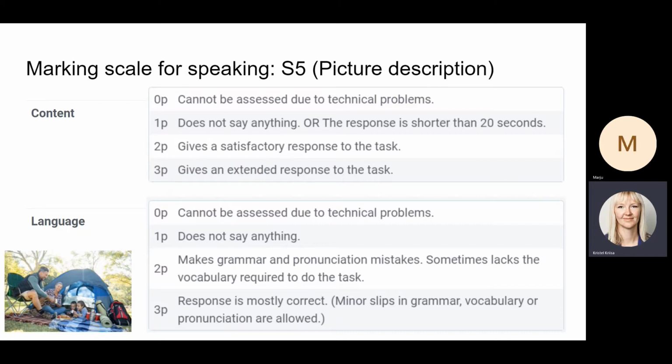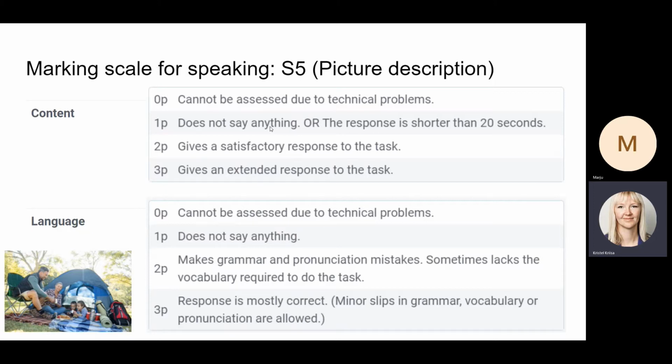So when they actually speak for about 45 seconds, you can give them 3 points because their response can be considered extended. When they speak a bit less, or they don't answer all the questions given there in the task, you can give them 2 points. If their response is shorter than 20 seconds, you give them 1 point.